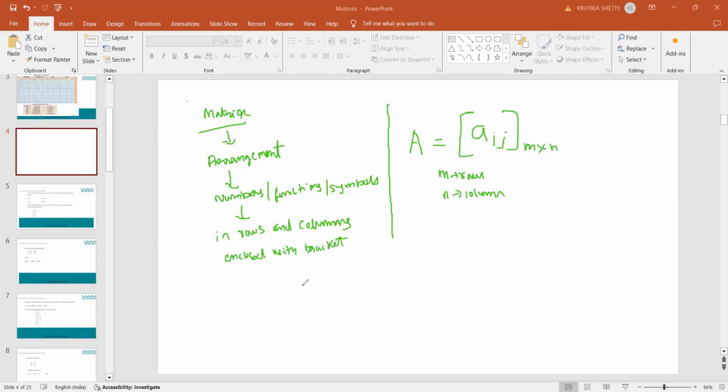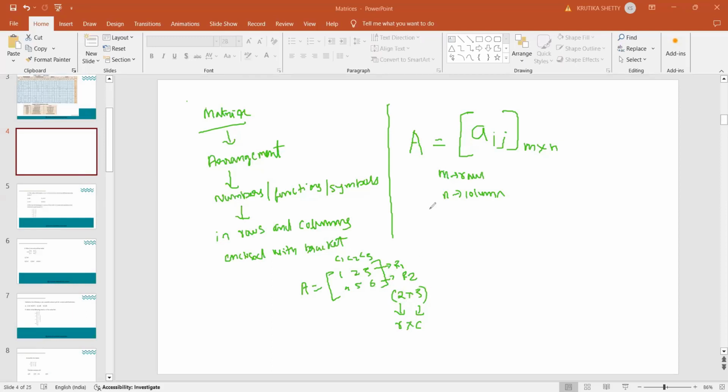Here we will discuss a simple example: 1 2 3 and 4 5 6. See, there are two rows here, R1 and R2, and three columns, C1, C2, and C3. So the order of this matrix will be 2 cross 3. Whenever we write the order of the matrix, first we write the number of rows and then the number of columns. We read it as 2 cross 3 or 2 by 3.